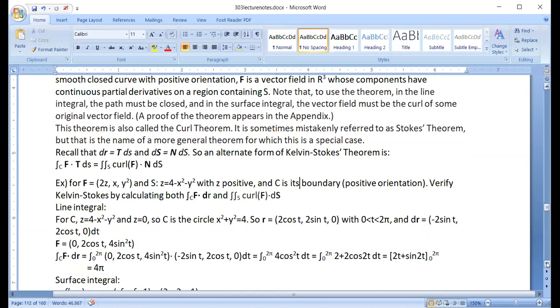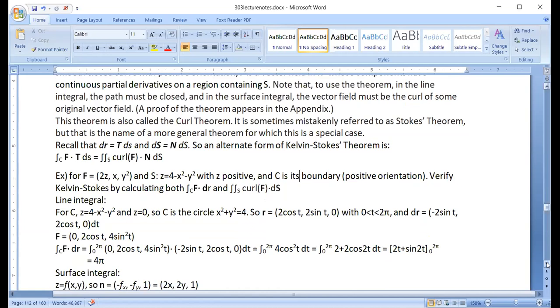So for the surface integral, the first thing we need to do is make a parameterization and find the normal vector. However, the surface is described by z equals f of x, y, so we have our shortcut to find the normal vector. The normal vector is just negative df/dx, comma, negative df/dy, comma, 1. So in this case, that's just 2x, 2y, 1.